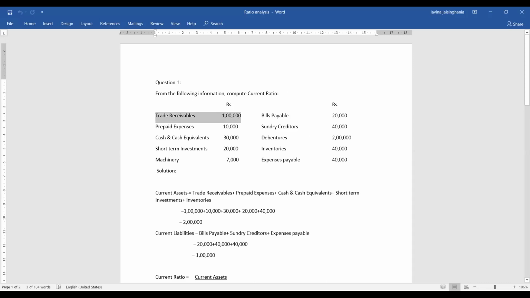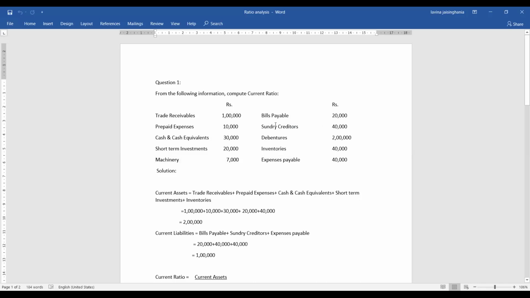So write down current assets equals trade receivables plus prepaid expenses, which are current assets, yes. Cash and cash equivalents are current assets, add them. Short-term investments are also part of current assets, since they are for the short term. Then machinery. Is machinery a short-term asset or current asset? No, it is a fixed asset, so you will not add machinery.